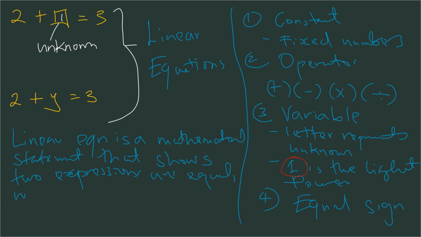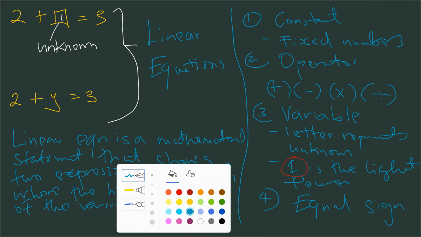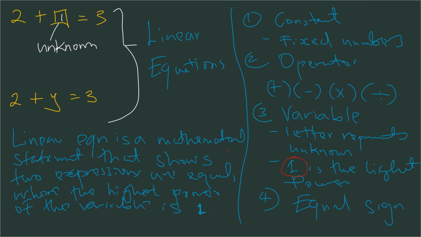But the highest power of the variable is 1. So the highest power of the variable must always be 1. That's all about the definition and overview of a linear equation for grade 7.